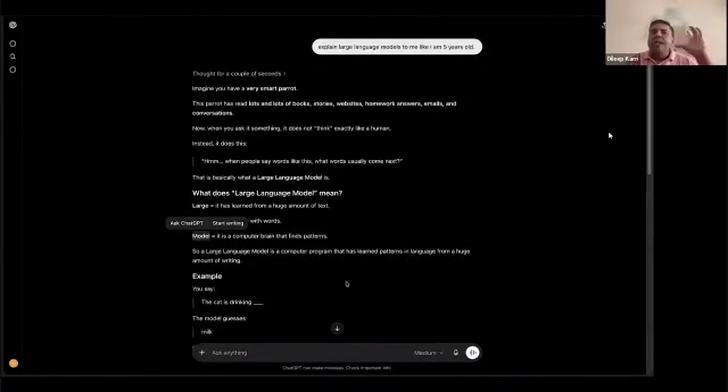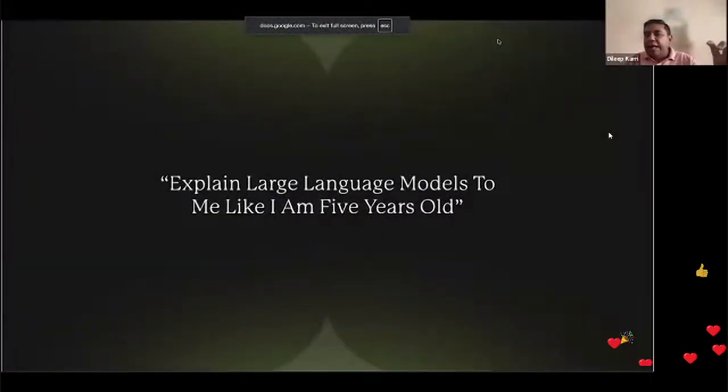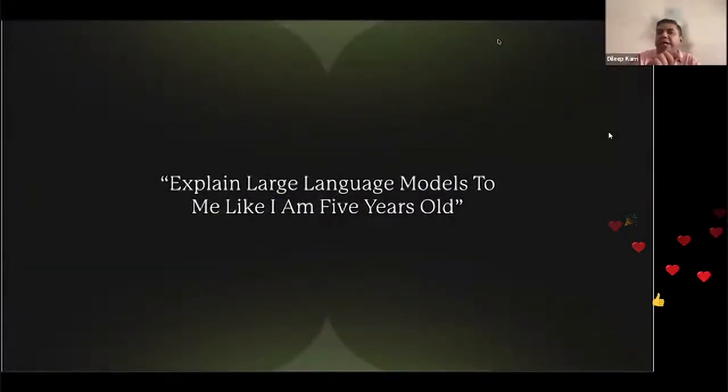Now I will go a little bit deeper into the internals and explain what is happening. So let us assume that I have given this exact same prompt, explain large language models to me like I am 5 years old. I am trying to explain this clearly.